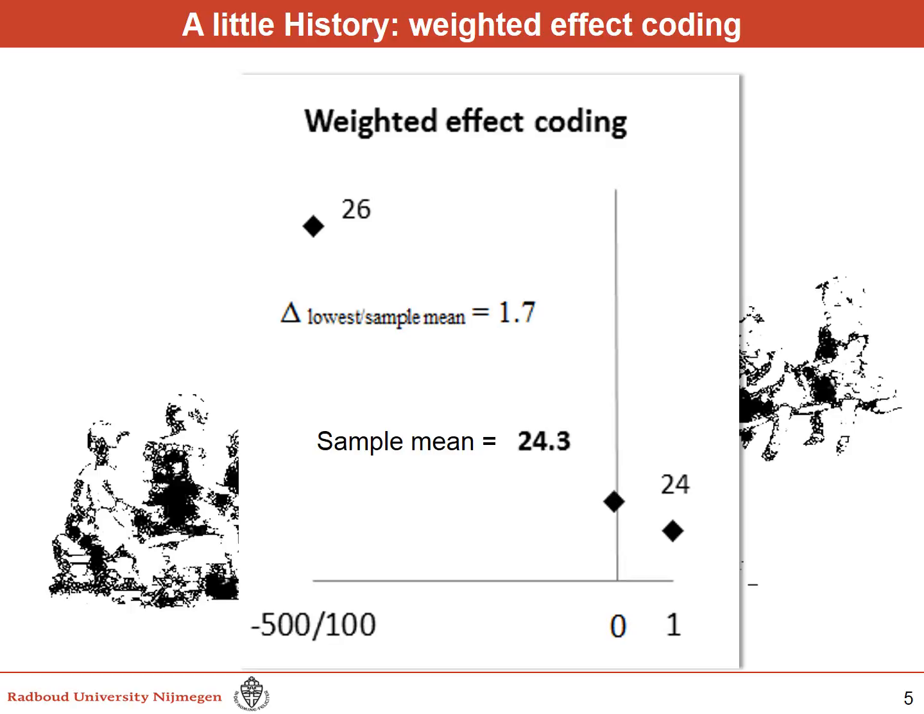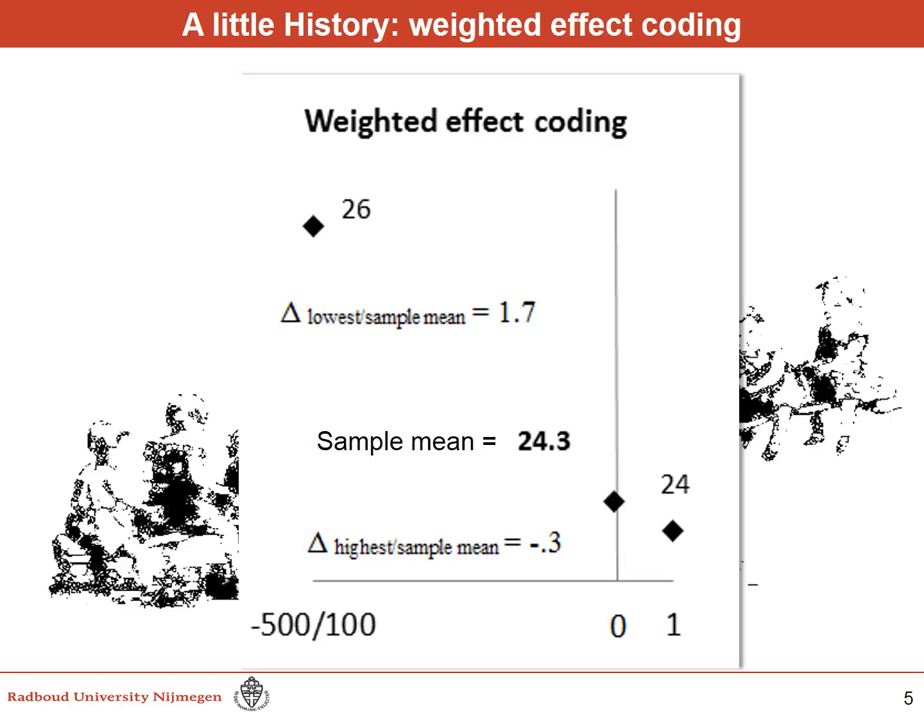So if we would want to take that into account, we will end up with estimates for the difference between the lowest educated and the sample mean will be 1.7, and the difference between the sample mean and the average body mass index amongst the highly educated will be minus 0.3. So that's quite a different test compared to effect coding.